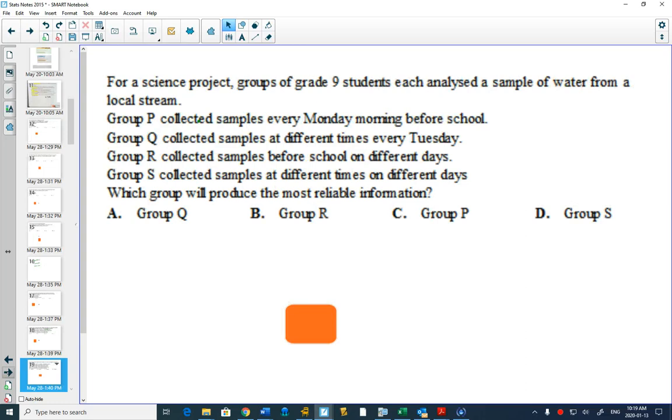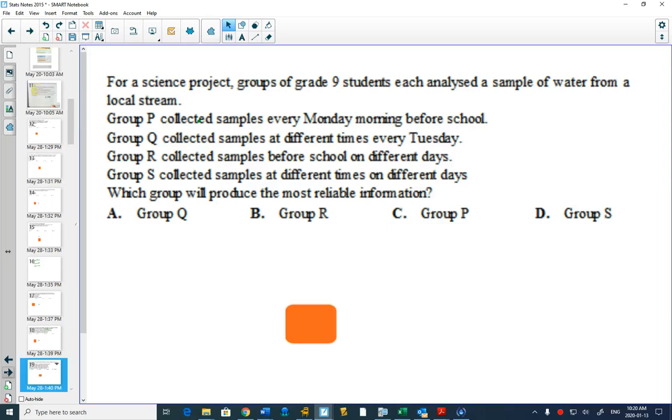For a science project, groups of grade 9 students each analyzed a sample of water from a local stream. Group P collected samples every Monday morning before school. Group Q collected samples at different times every Tuesday. Group R collected samples before school on different days, and Group S collected samples at different times on different days. Which group will produce the most reliable information?